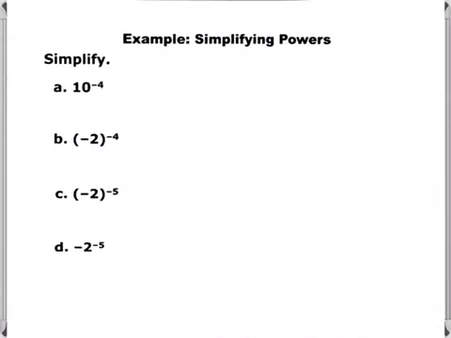All right, let's try a few more. 10 to the negative fourth, we want to make this a positive exponent, so we put 1 over 10 to the fourth. Well, in this case, that'll simplify down to 1 over 10,000.